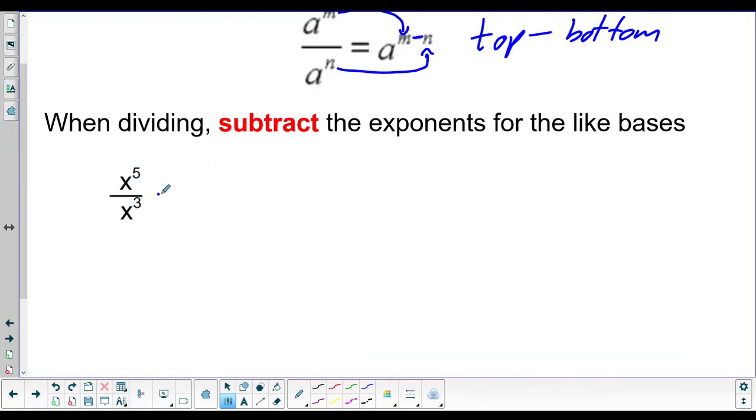Okay, so if we want to do this example, x to the 5th divided by x to the 3rd, this is going to be x to the top minus the bottom. 5 minus 3 is 2.